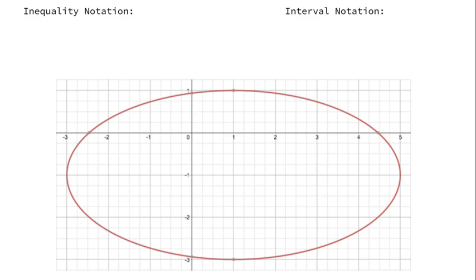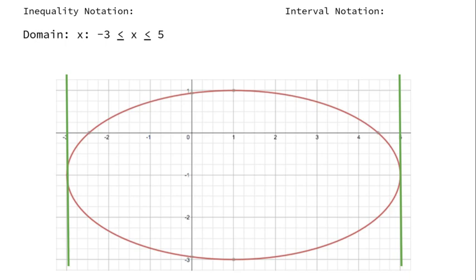So on this graph here, we're doing the exact same thing. If we're talking about the domain, that's the left side of the graph to the right side of the graph. So our left side is here at -3. The right side is here at +5. Now our graph is touching at both of those values, so it's going to be equal to at both of those values. So in inequality notation, that's going to be -3 less than or equal to x, less than or equal to +5. And in interval notation, still using the brackets, [-3, 5].